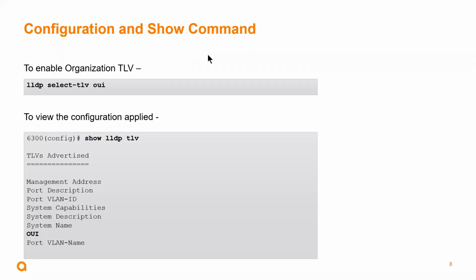Let's see the configuration and show command. To enable this organization-specific TLV to be sent in the LLDP packets, we need to enable this configuration, lldp select-tlv oa. Once this configuration is made, if you want to check whether the configuration is applied, we can use the show command, show lldp tlv. It will display the list of TLVs currently advertised. Since we have enabled the OA TLV to be advertised, it will be mentioned in the TLVs advertised, like here we can see it as OUI.